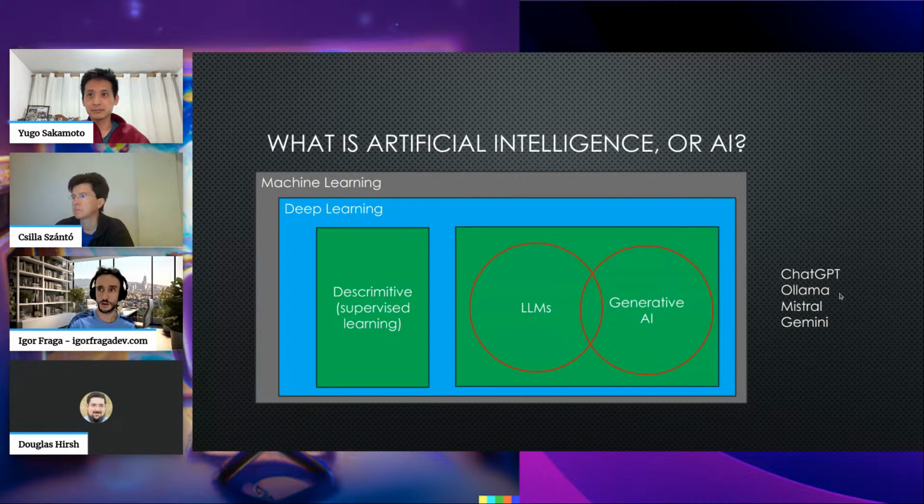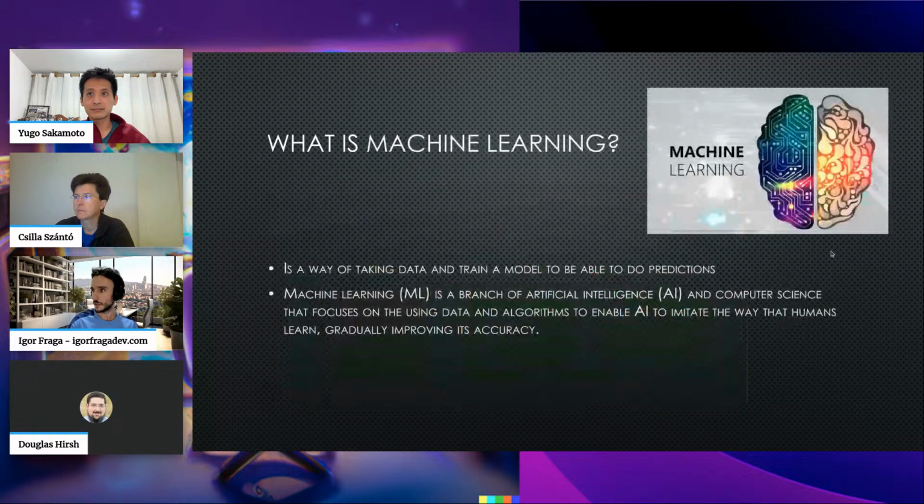Ollama is a local one, and Mistral. Ollama and Mistral you can run locally, and Gemini is the artificial intelligence from Google.